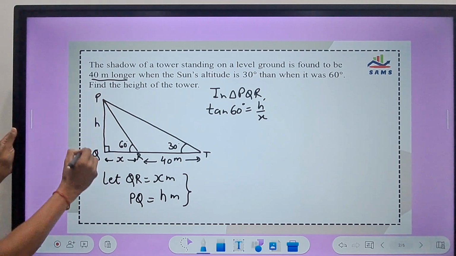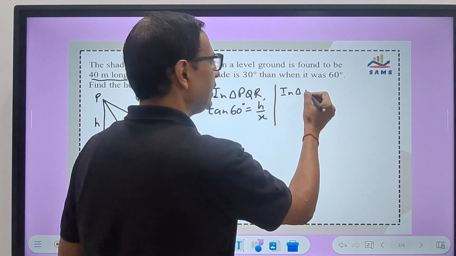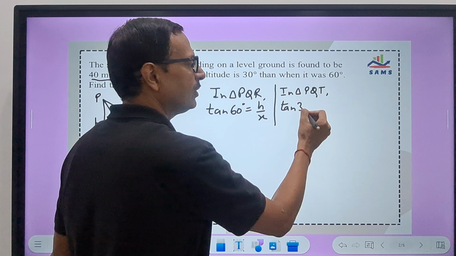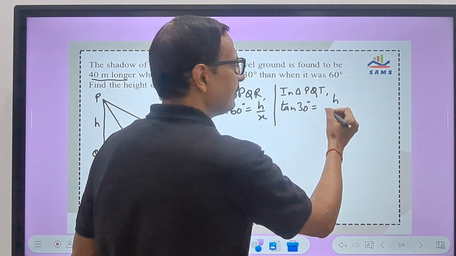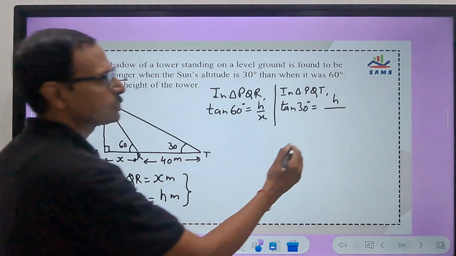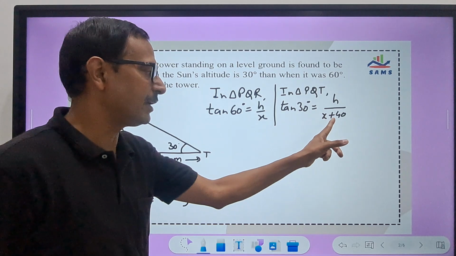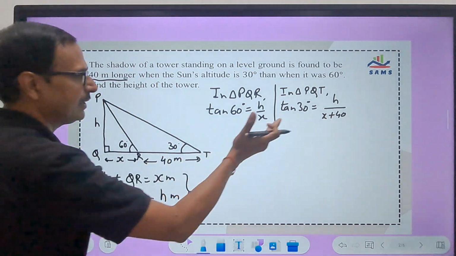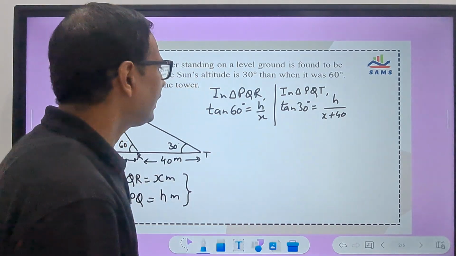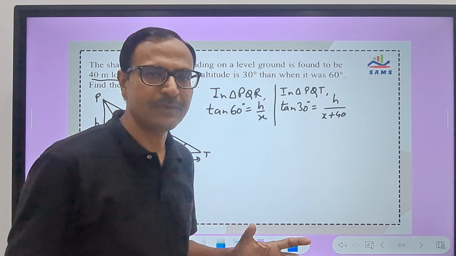Likewise in the triangle PQT. So we have the other triangle in triangle PQT. So angle changes to 30 degree now and the height remains the same, but the length of the shadow is now x plus 40. So we have to take x plus 40 in the denominator here. Now that is important. Some students write 40 and the question goes wrong there itself. Now using these two equations we have to find what is the height of the tower.